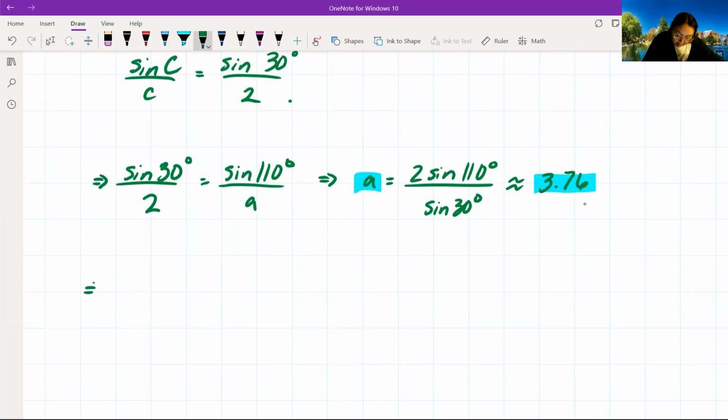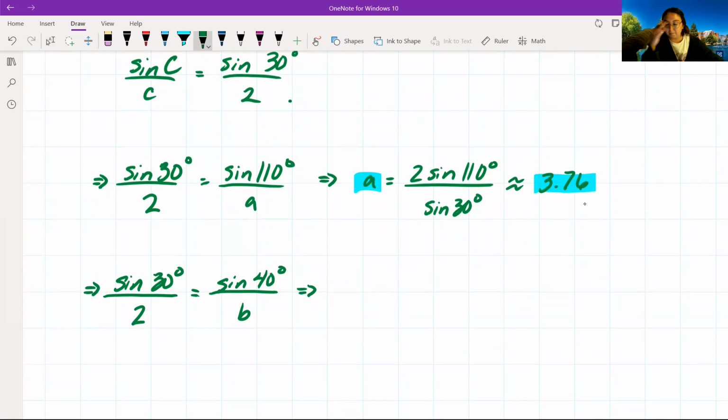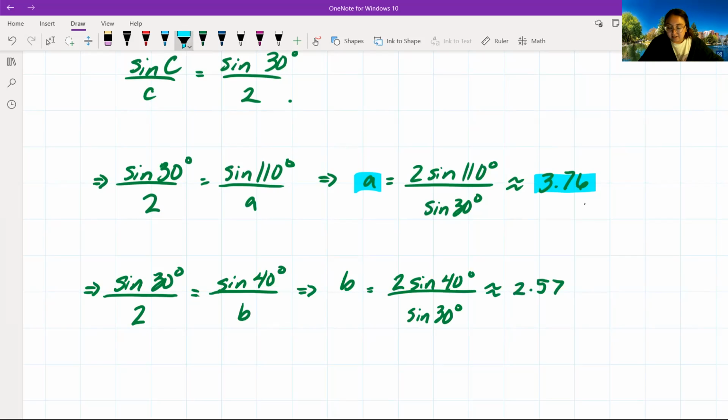Now I want to go ahead and do the same thing for B. So once again, we're using the values that we know for sure, which was sine of 30 degrees over 2. And we're setting this now equal to sine of 40 degrees divided by lowercase b. Once again, rewriting this for B, we get that B is equal to 2 sine of 40 degrees divided by sine of 30 degrees. Then we go ahead, use our calculator, and we get the value. B is about 2.57.